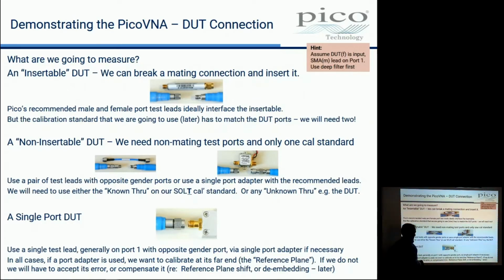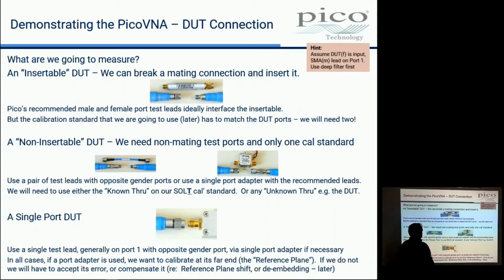And then we have finally the single port DUT, and of course we can have either port on that DUT, and we would use a single test lead on port 1 to measure that device. We don't need the second port on the VNA if we're measuring a single port device.